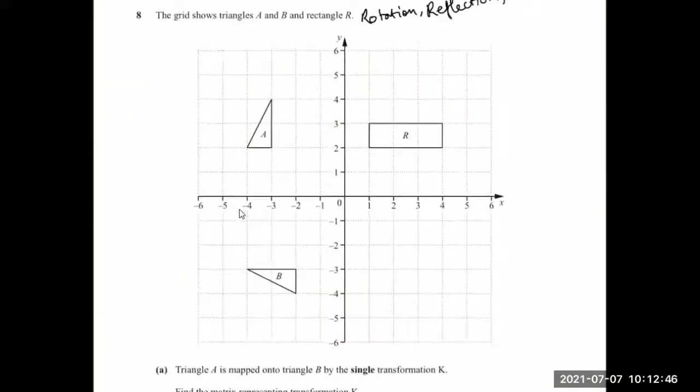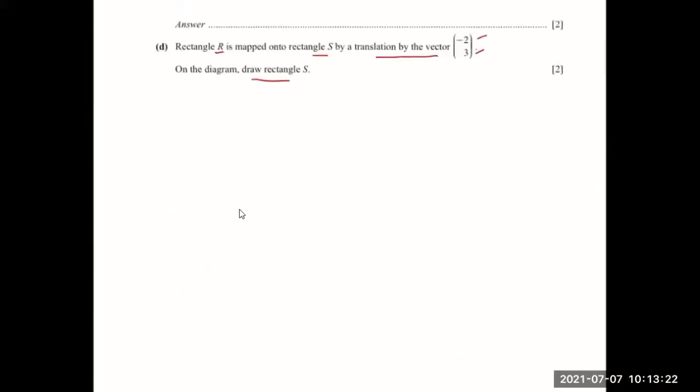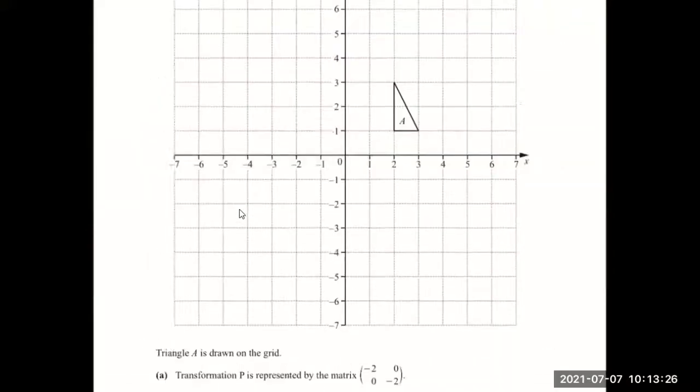Okay, it's this one. It says rectangle R is mapped onto rectangle S by a translation of -2, 3. On the diagram, draw rectangle S. So -2 and 3. So I pick up this point, 1, 2 left and 3 up, 1, 2, 3. So this point goes here. Okay. And then this point, 1, 2, 1, 2, 3. So this rectangle should look something like this. I'll call that rectangle S. It's moved -2 and 3. Okay. I hope there are no questions on this one.